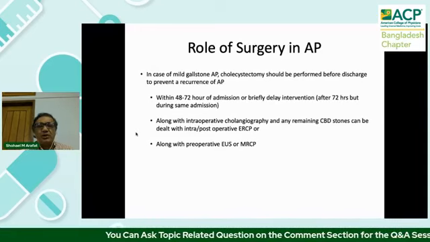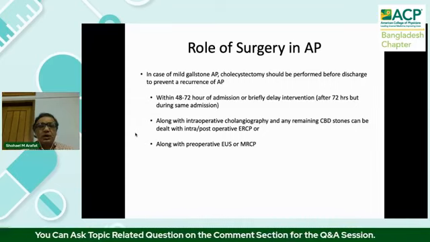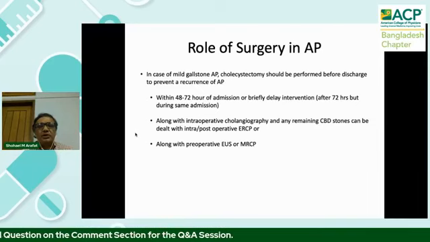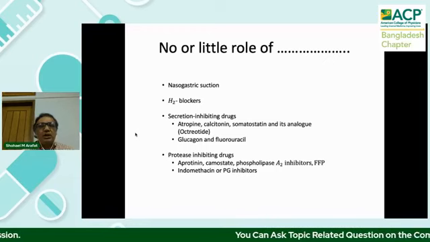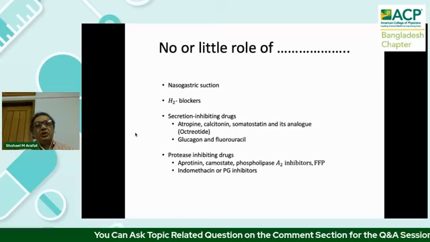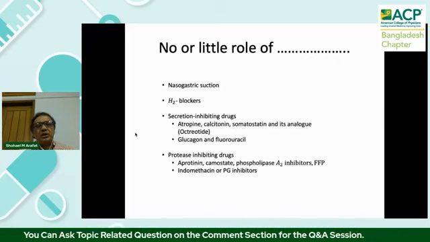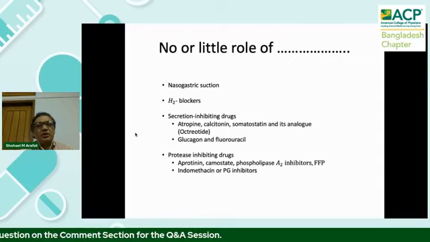That is, I've already said possibly. This one is our role of surgery in acute pancreatitis. But we have seen in our early age of clinical life, in an internship or clinical clerkship, that time we had to start nasal suction in any case of pancreatitis, but this is not recommended.